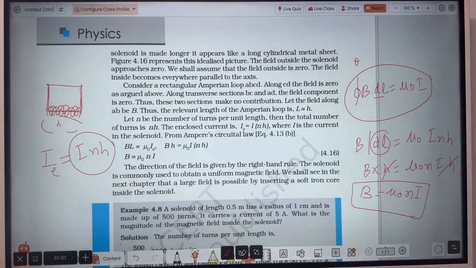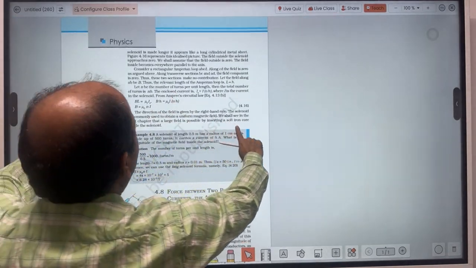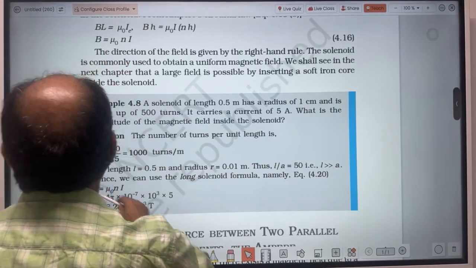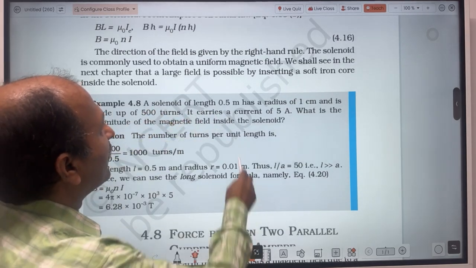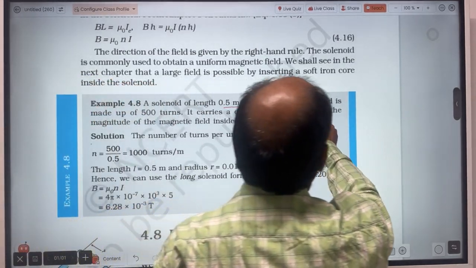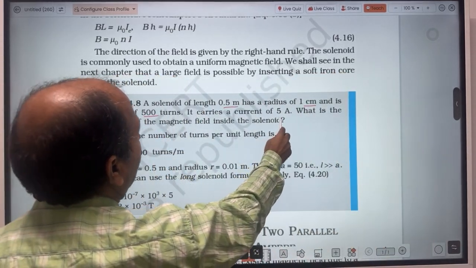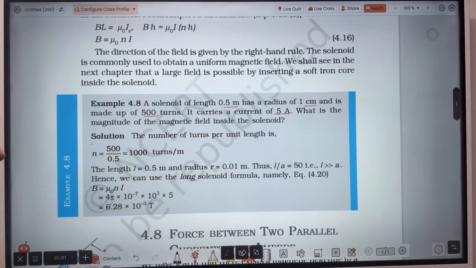So I think you have understood. Here n is the number of turns per unit length. Now, there is one question based on this concept. The question is simple. It says: a solenoid of length 0.5 meter has a radius of 1 cm and is made of 500 turns. It carries a current of 5 ampere. What is the magnitude of the magnetic field inside the solenoid?